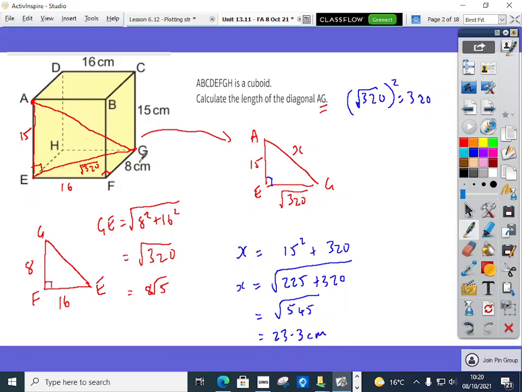Centimeters. Make sure you put the units in, and because I called that X, I'm just going to finish off writing it as AG. I know that's X, but AG is what they asked me, I've got that. Job done.